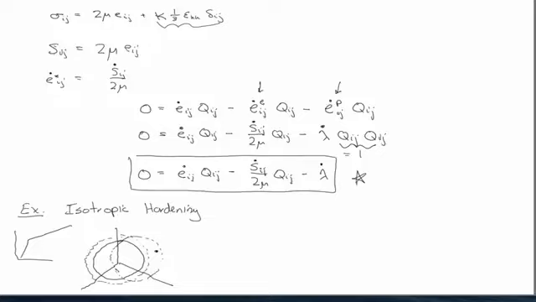And you can, of course, have combined hardening too, right? So the case of translation, and we're not going to cover it in any detail here. There's just not enough time to cover every possibility. But in the case of translation, the terminology is called kinematic hardening.